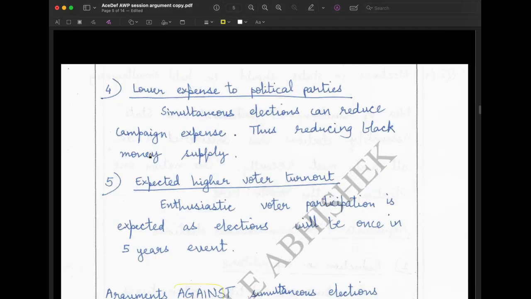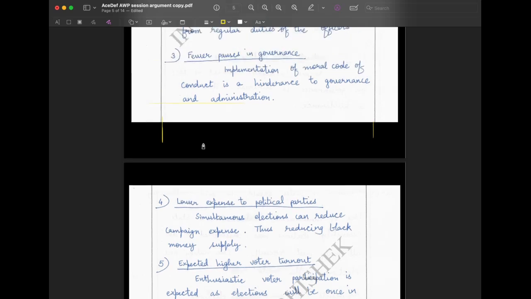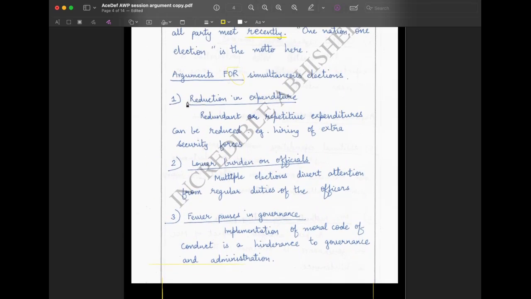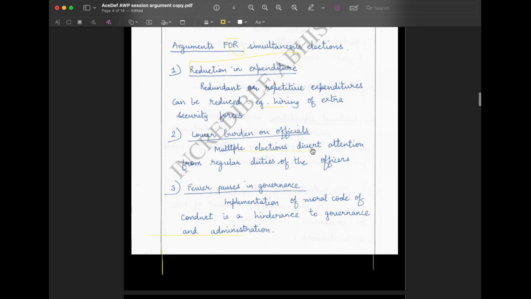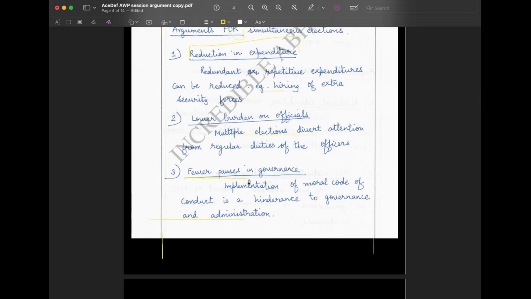अब आप यहाँ पर देखेंगे आर्ग्यूमेंट्स फॉर में सबहेडिंग is given, that is reduction in expenditure. Redundant or repetitive expenditures can be reduced, for example hiring of extra security forces. Now here he has explained what is the point, he has given an example to justify it. Lower burden, multiple actions, divert attention. Now the candidate has underlined the subheadings and he has given space.